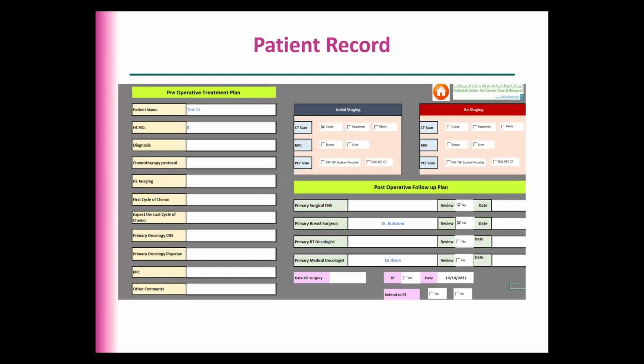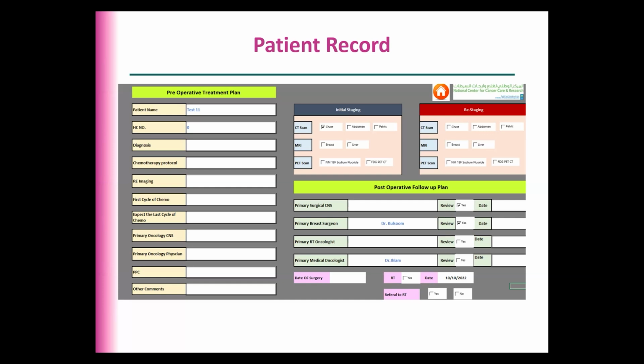Here is how the patient's record looks. On the left side of the screen, we can see the preoperative treatment plan. This form will be filled by the medical oncology clinical nurse specialist. We can see the patient's name, health card number, diagnosis including hormone receptors, chemotherapy protocol, the first cycle of chemotherapy, expected date for the last cycle of chemo, the medical oncology clinical nurse specialist, the primary medical oncologist, the pathway coordinator, and other comments, if we need to add, like the patient needs an MRI for the spine or a CT scan.